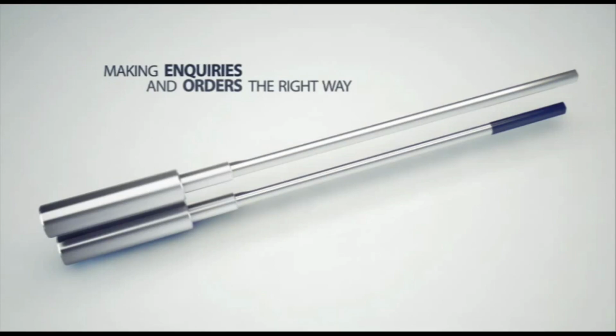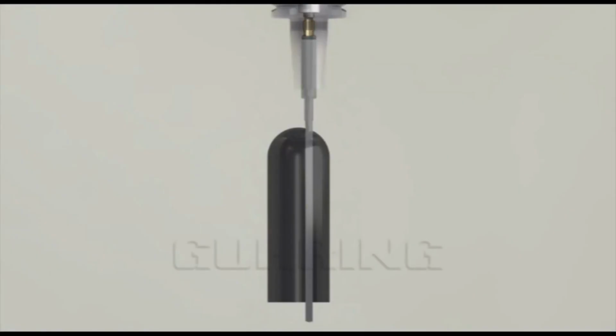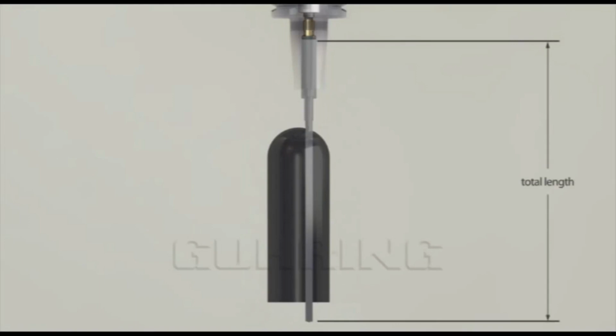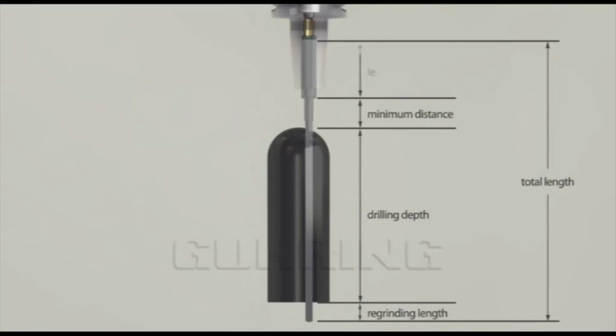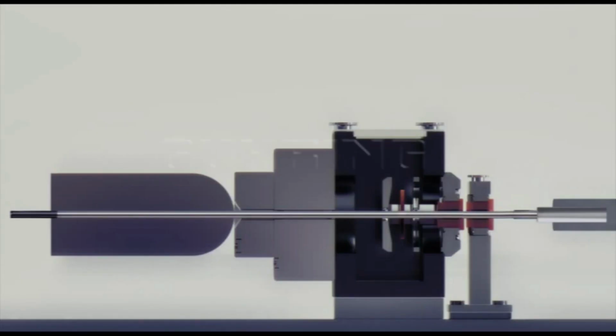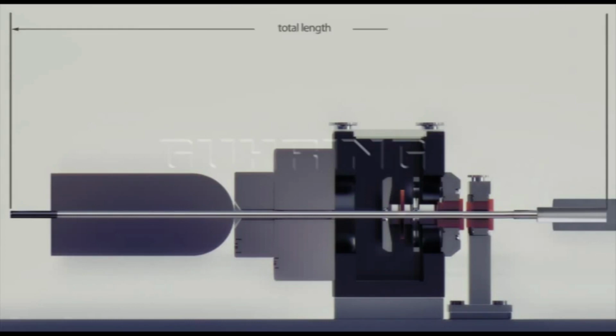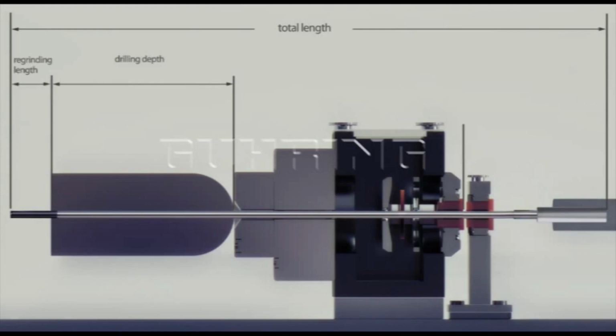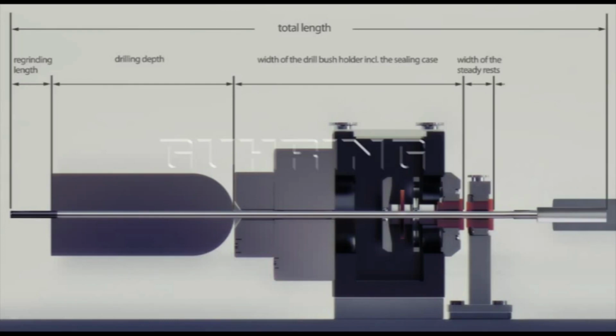To order a gun drill properly, it's important to observe the following. The drill length on the conventional CNC machining center is calculated on the basis of the following: the drilling depth, the regrinding length, the minimum distance, and the length of the driver. The length of a gun drill for a gun drilling machine is defined by the following parameters: the drilling depth, the regrinding length, the width of the drill bush holder, including the sealing case, the width of the steady rests, and the length of the driver.